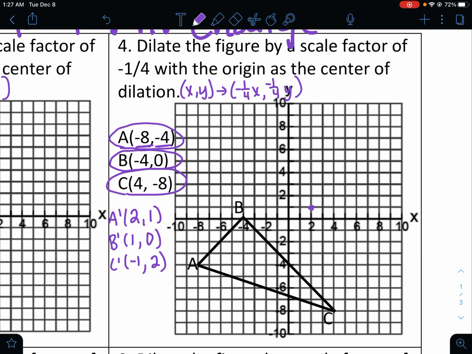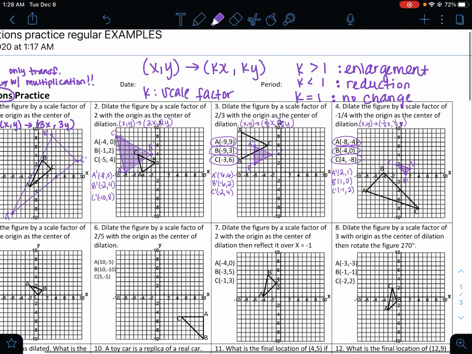Okay, now I'm going to graph +2, 1, and 1, 0, and -1, 2 for C prime. And let me move that out of the way. Down here, connect the dots. And there you go. As you can see, this triangle is considerably smaller. It looks the same shape, but it's just really small. And it flipped. It flipped because it's negative. When the dilation is negative, it's going to flip. If the dilation is positive, they'll both face the same direction like numbers 1, 2, and 3 did.